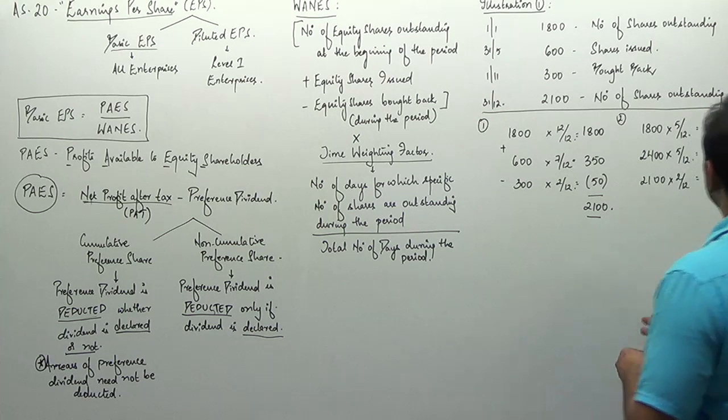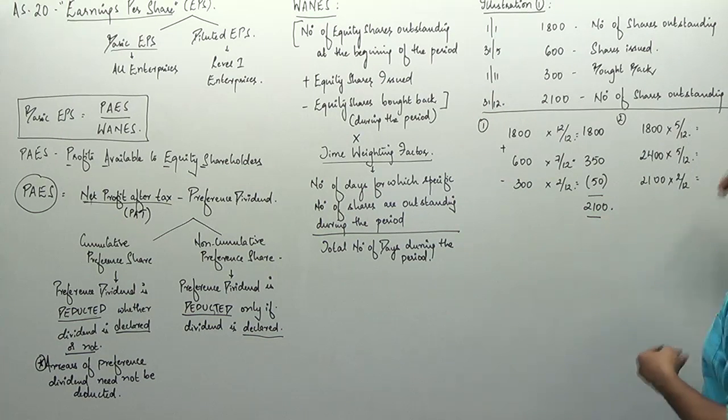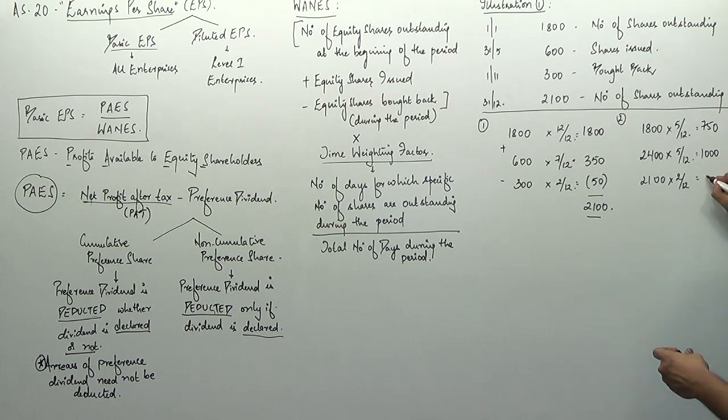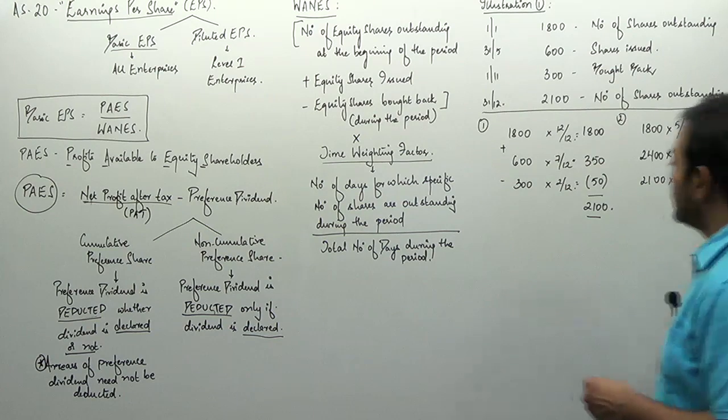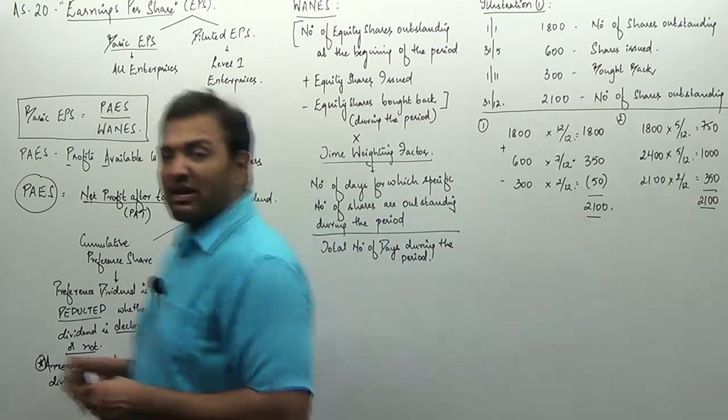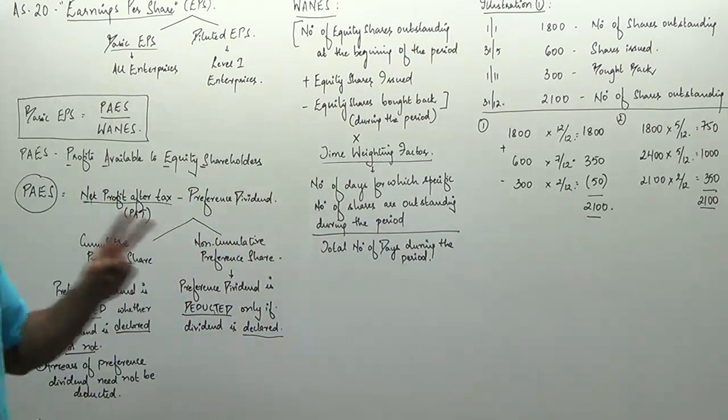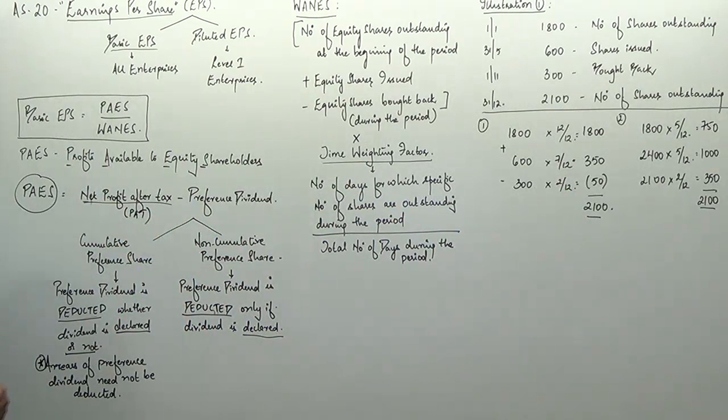Now try to calculate this part. How much is it? This is 750. This is 1000. And this is 350. Again rounding it off to 2100. Now, we have calculated the same answer by two methods, but I am here to say that there is some defect in the method that we have calculated.